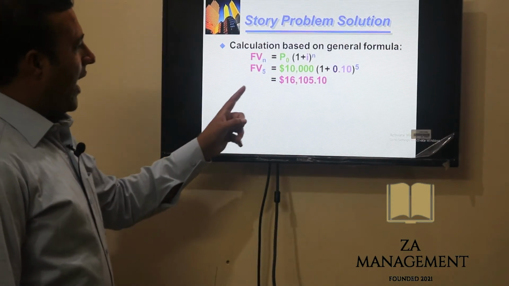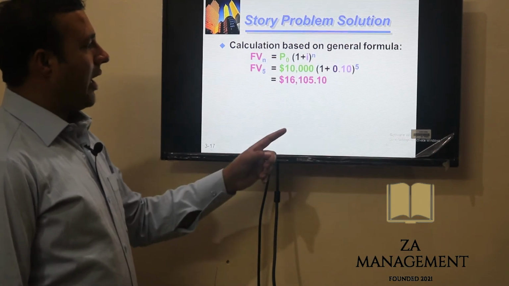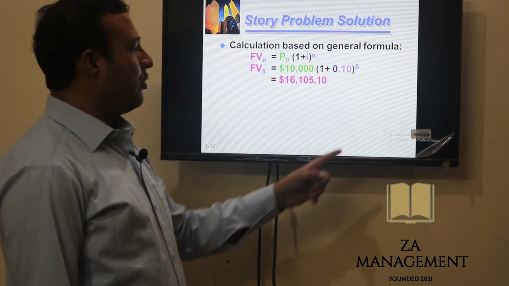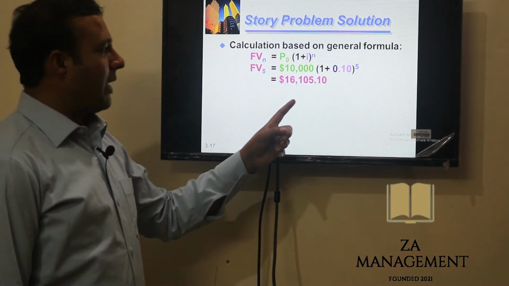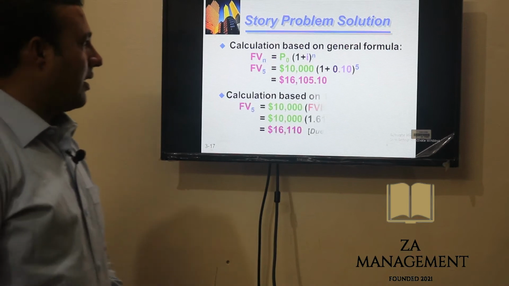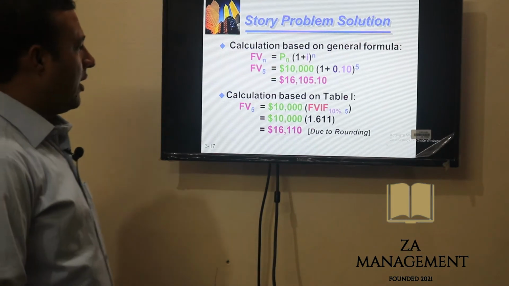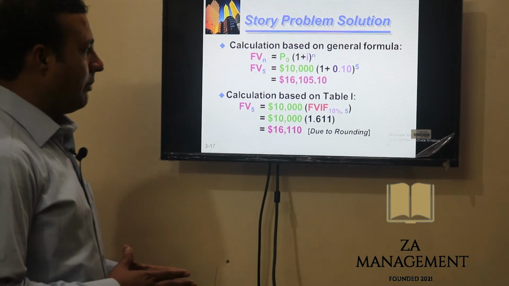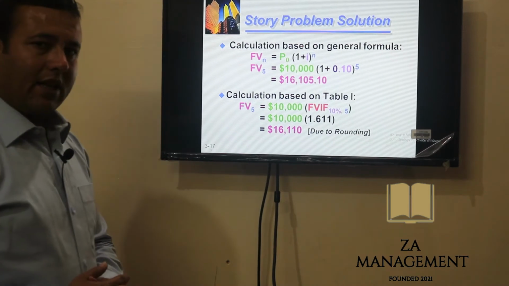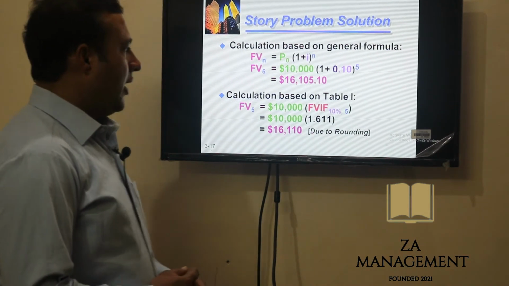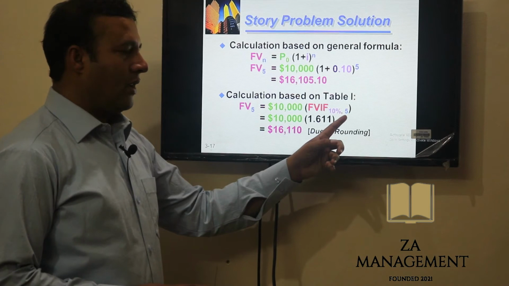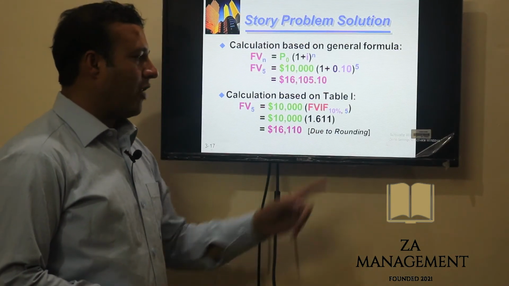So FV5 can be calculated with the help of this formula. 10,000 is the principal amount, (1 plus i) is 1 plus 0.10, whole to the power 5. By putting the values and multiplying, we get 16,105. She is expected to have this balance in her account at the end of 5 years. We can solve this problem with the help of table number 1 also. That is principal amount multiplied by the future value interest factor at the rate of 10% for 5 years. If we get this factor from the table, 10% column in the 5th row, this will be equal to 1.611.